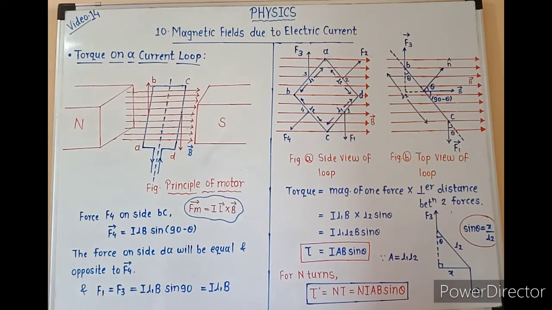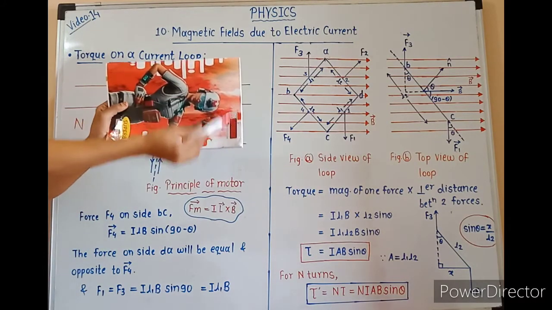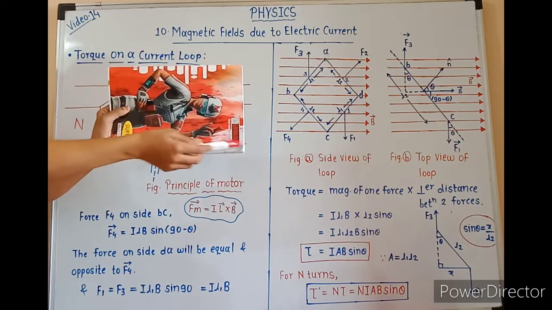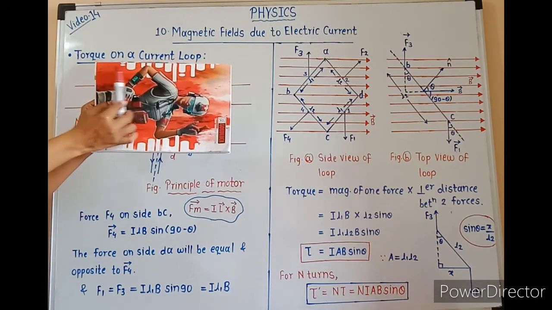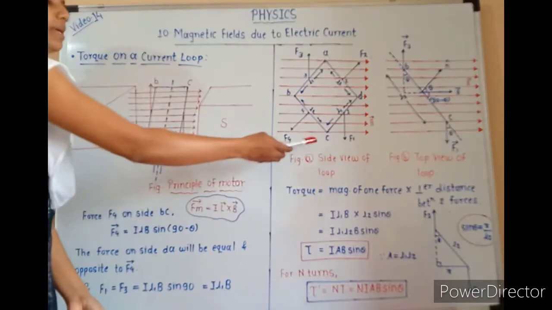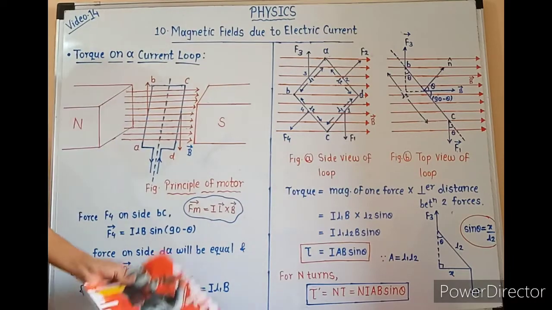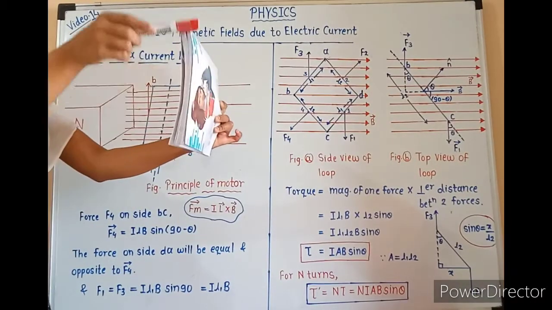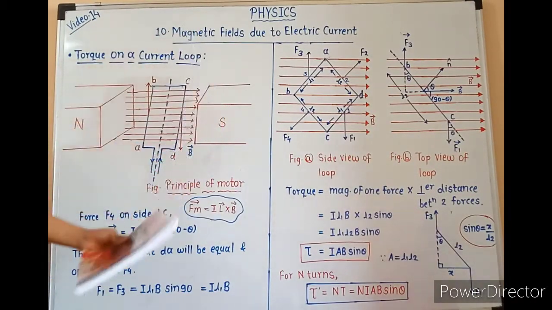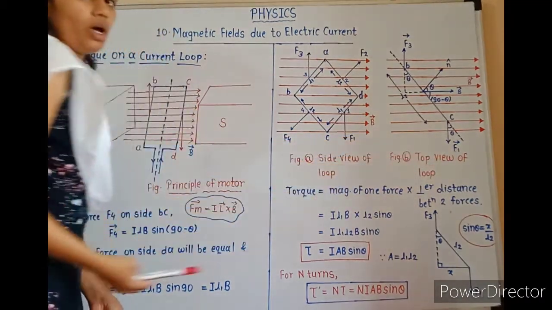Now we will see the actual action of rotation of this loop A, B, C, D. For that, consider this is the current carrying loop A, B, C, D. If we see from the side of this loop, it will appear like this first diagram, that is side view of the loop. And if we see from the top of this loop, it will appear like this second diagram, that is top view of the loop.